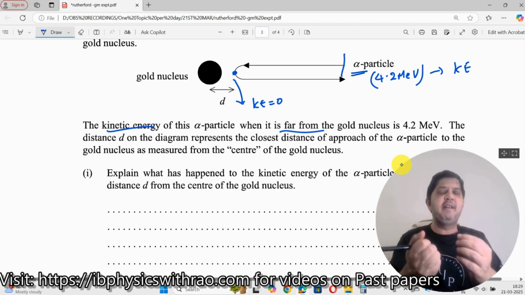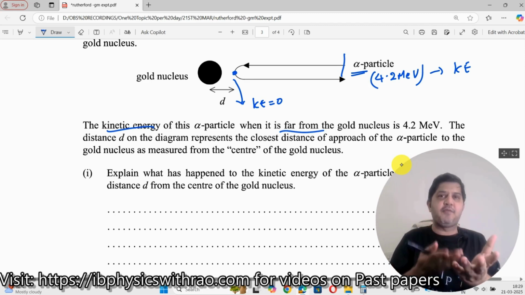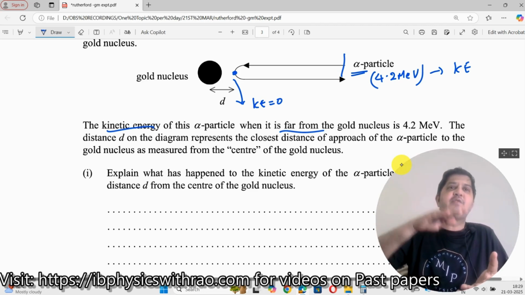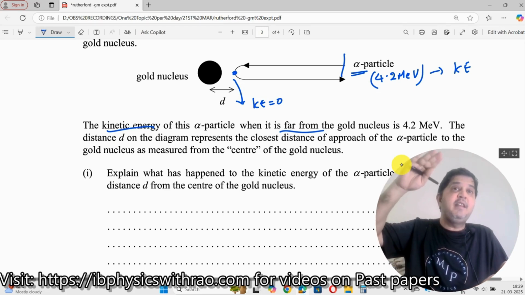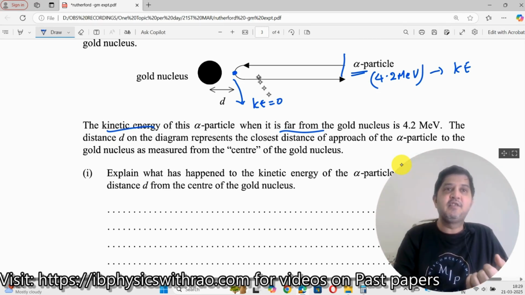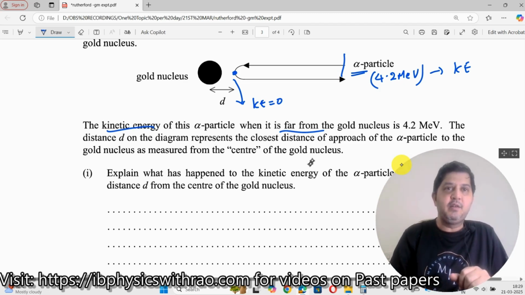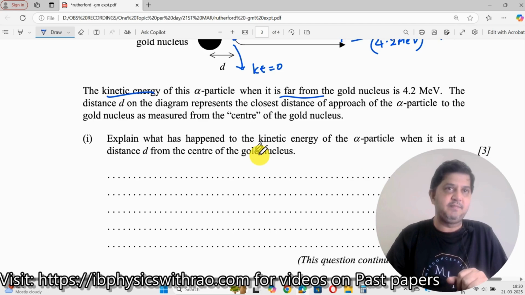It is similar to taking a particle and throwing it upwards. In your hand it had a large amount of kinetic energy, and as it starts moving upwards, the kinetic energy gradually reduces. When it reaches the maximum height, the kinetic energy becomes 0, and then once again the kinetic energy rises. The same thing is happening over here, only here it's happening horizontally and not vertically. Now, explain what has happened to the kinetic energy of the alpha particle when it is at a distance d from the center of the nucleus. Now I have told you the whole story.